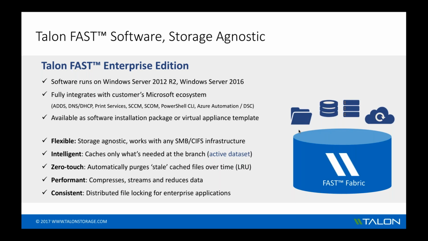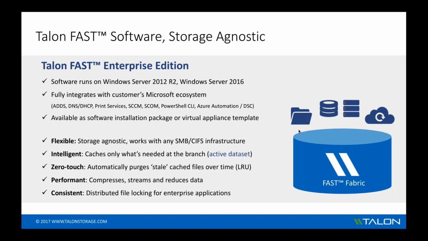The software is intelligent. It only caches what's needed at the branch, thereby drastically reducing cost and complexity associated with managing that storage. Now you can have access to hundreds of terabytes of data in a branch office by leveraging a microserver with our software on top of it. You may only need a couple of hundred gigabytes of storage to facilitate the active data set. Subsequently, the cache itself is zero touch. We'll talk about that a little bit later. The cache automatically purges stale cached files over time, the files that are not used anymore by the users, and allows new, freshly cached files to be hydrated into the file system cache.